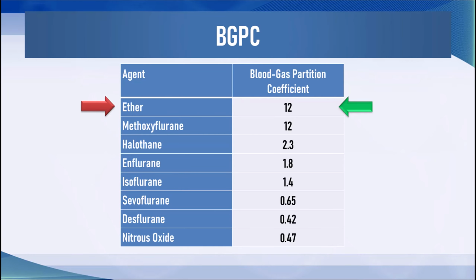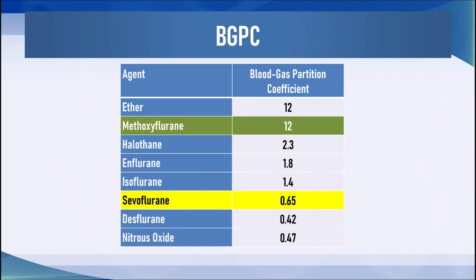As you move downwards with progressively newer agents, the numbers fall dramatically until for every 1 unit of alveolar volatile agent, only 0.42 liters of desflurane and 0.47 liters of nitrous oxide are dissolved in blood. These are highly insoluble, and that means a more rapid onset of action. Just observe the massive difference between methoxyflurane and sevoflurane.